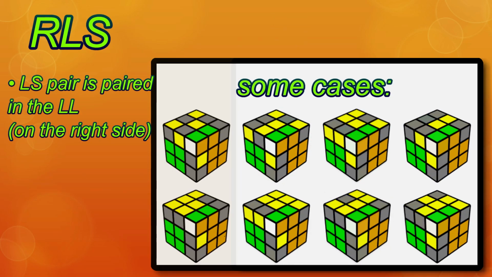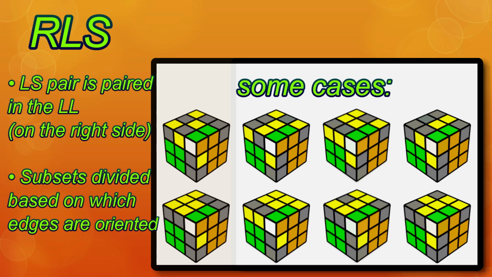The last thing, which covers a lot of cases, is row variation. He originally called it RLS for row last slot, but he changed it to row variation or RV because RLS happens to stand for restless leg syndrome. It's for when the last slot cubies are paired in the last layer. The algorithms solve the last slot while solving the OLL at the same time. The subsets are divided based on the edge orientations, and some of the subsets have their own name.